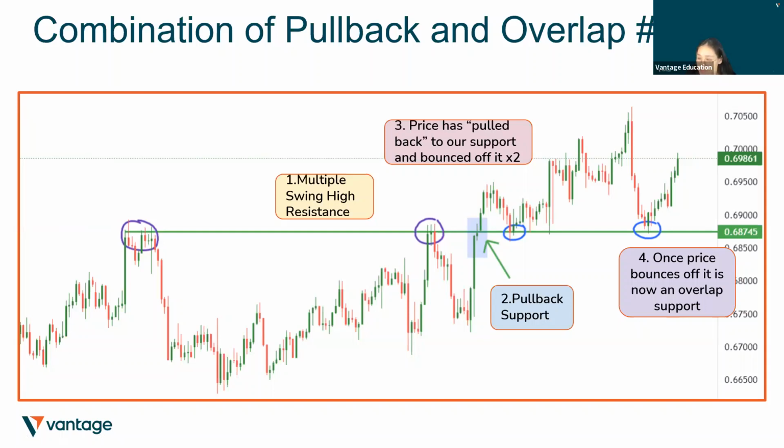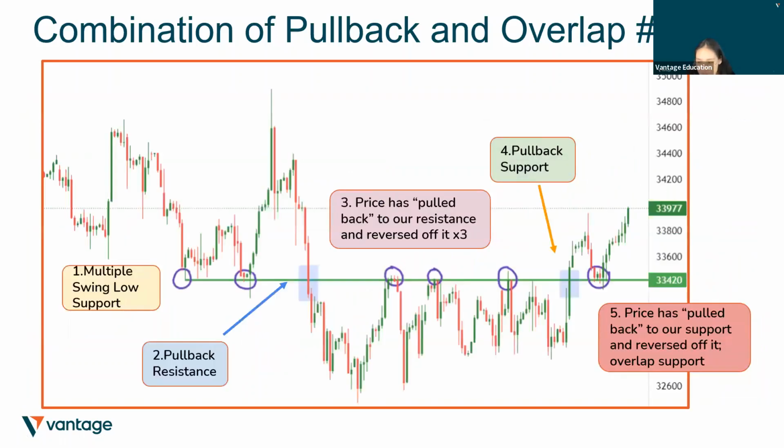Okay. We have one more example, and then I think we can see how this plays out on a chart. Over here, we have multiple swing low support again, with two swing lows lining up at the 33420 level. Once price surpasses this level at the pullback resistance, we can expect it to pull back to the same level or retrace back to the same level.